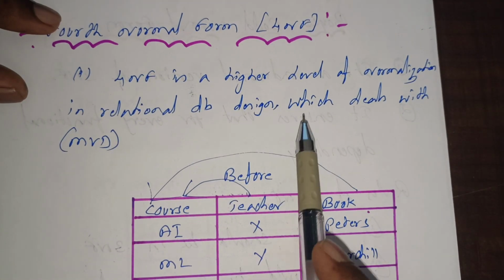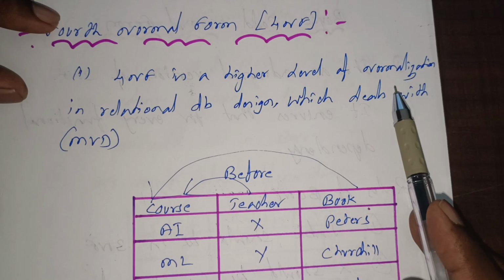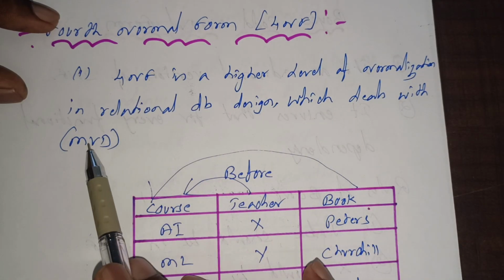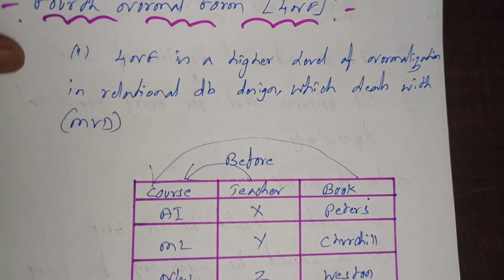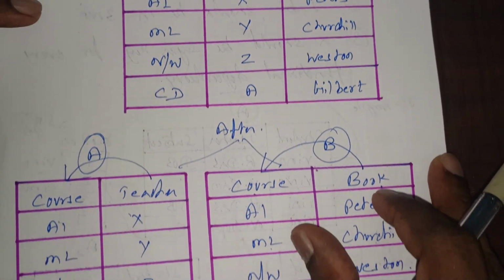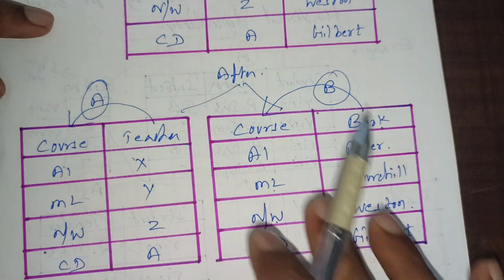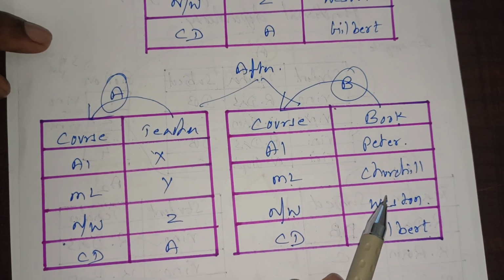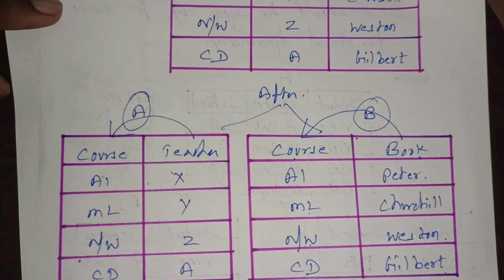What exactly is this about? 4NF is a higher level of normalization in relational database design, which deals with multi-value dependency. After dealing with this multi-value dependency, after seeing this table before and after, we have absolutely removed this multi-value dependency, right?